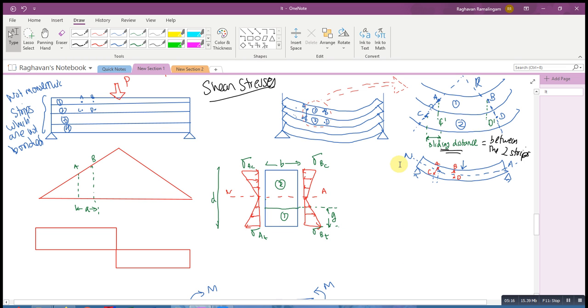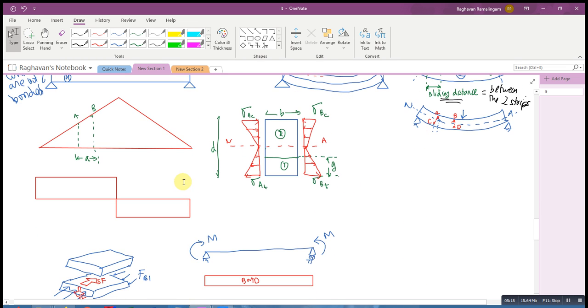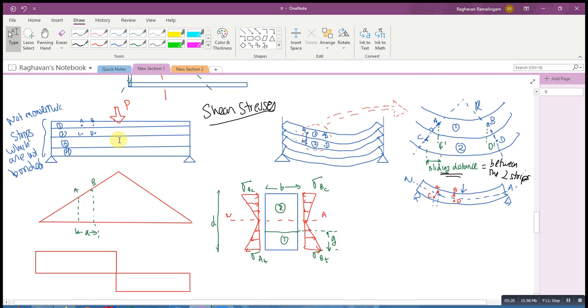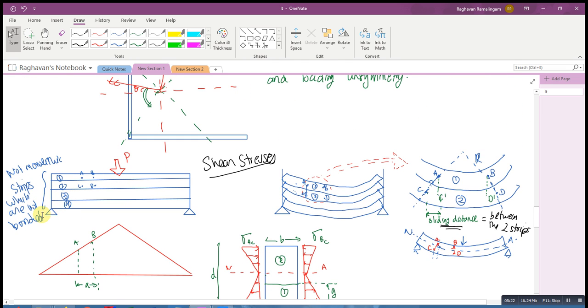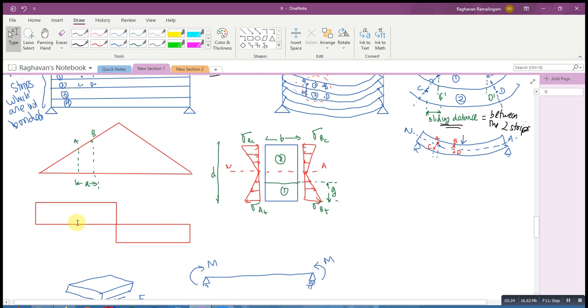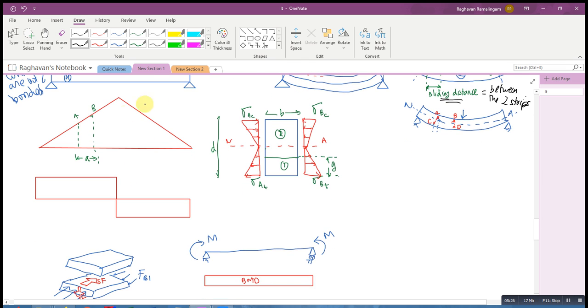Okay, so now what we can go to is, we know that in case we have a simply supported beam subjected to some point load, this is going to be our bending moment diagram.